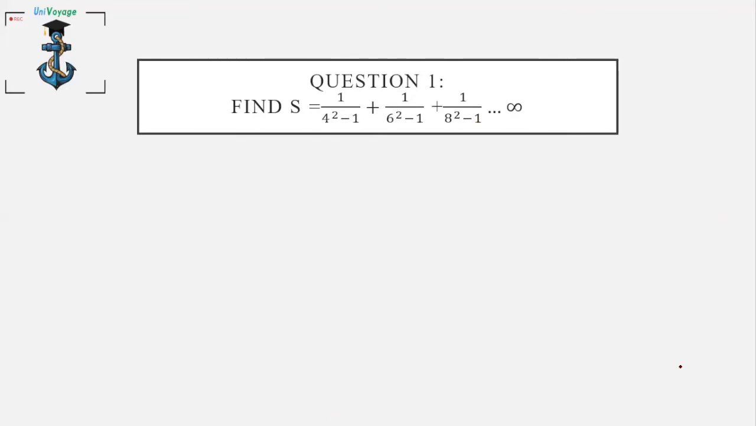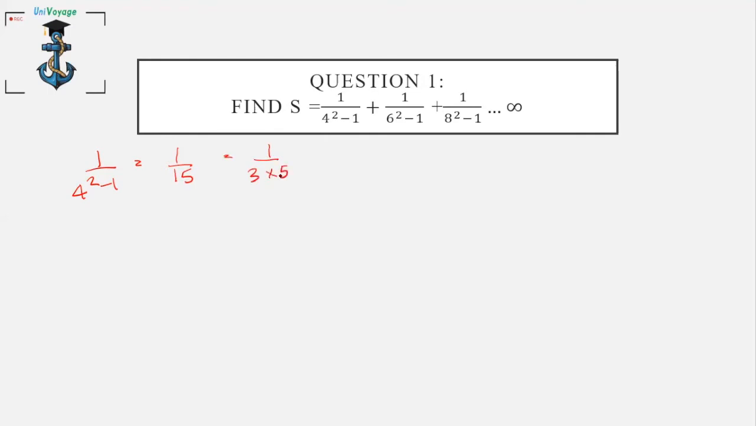So the first question is, we have to find S, where S is equal to 1 upon 4 square minus 1 plus 1 upon 6 square minus 1 plus 1 upon 8 square minus 1. So let's try to break it down. So 1 by 4 square minus 1 is equal to 1 by 15, right? So we can write this as 1 upon 3 into 5.